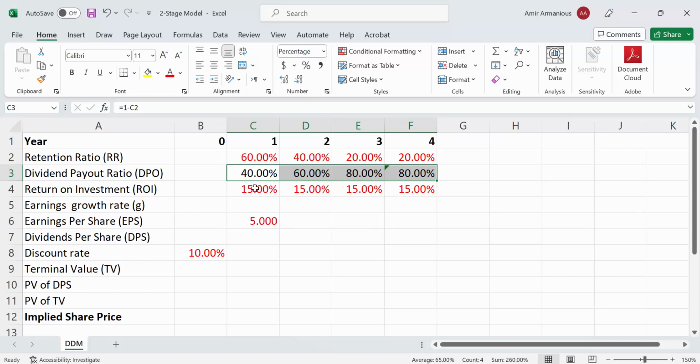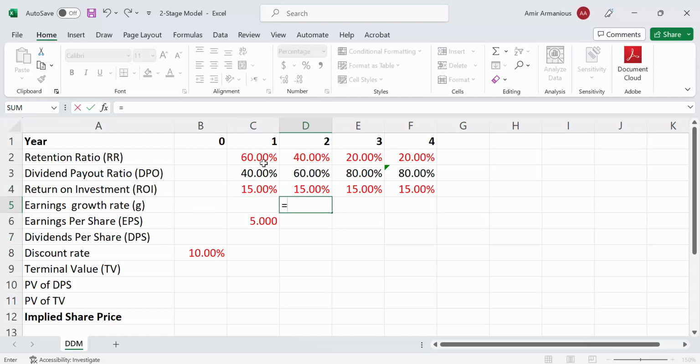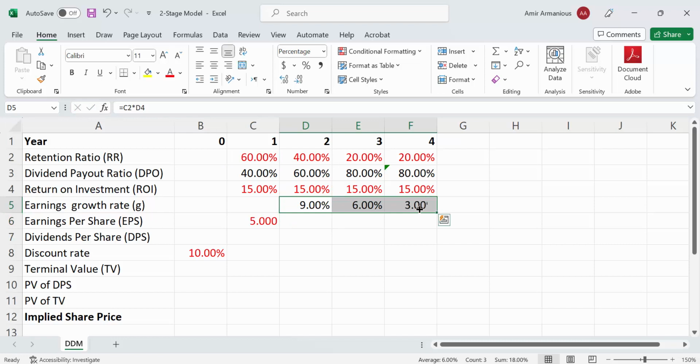Then we have our return on investment, which is constant every year at 15%. Then we would like to calculate our earnings growth rate. In order to get our earnings growth rate, this will be our retention ratio from the previous period multiplied by our return on investment of this period. Please make sure that there is one period difference. All the time we choose the retention ratio of the previous period and we use the ROI of this period. And from here we will drag.